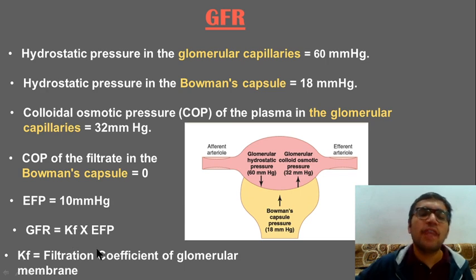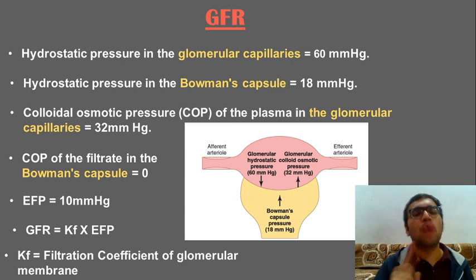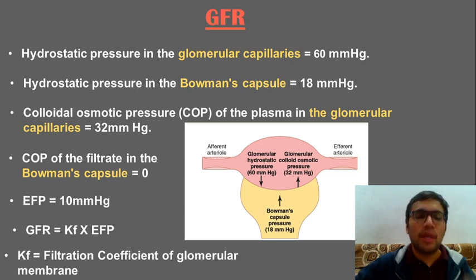This is nothing but the filtration coefficient of the glomerular membrane. You need not go into details of this. Just remember that, as I have already told you, the glomerular filtration membrane has certain layers: podocytes, endothelium, and basement membrane. It gives a value which is known as Kf, and its value is 12.5. So you multiply 12.5 with this 10, and what you get is your GFR, 125 ml per minute. I hope things are clear. These are just some mathematical expressions. Just remember, only this will support, the rest all will oppose.